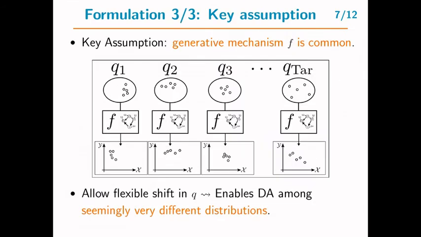Now we explain our key assumption, the shared generative mechanism. The assumption is that the f representing the data generation process in the previous slide is common across all domains. This is our assumption on the relations among the different domains. Even under this assumption, each of these q can be arbitrarily different, so that the different domains can still have very different distributions on the surface.